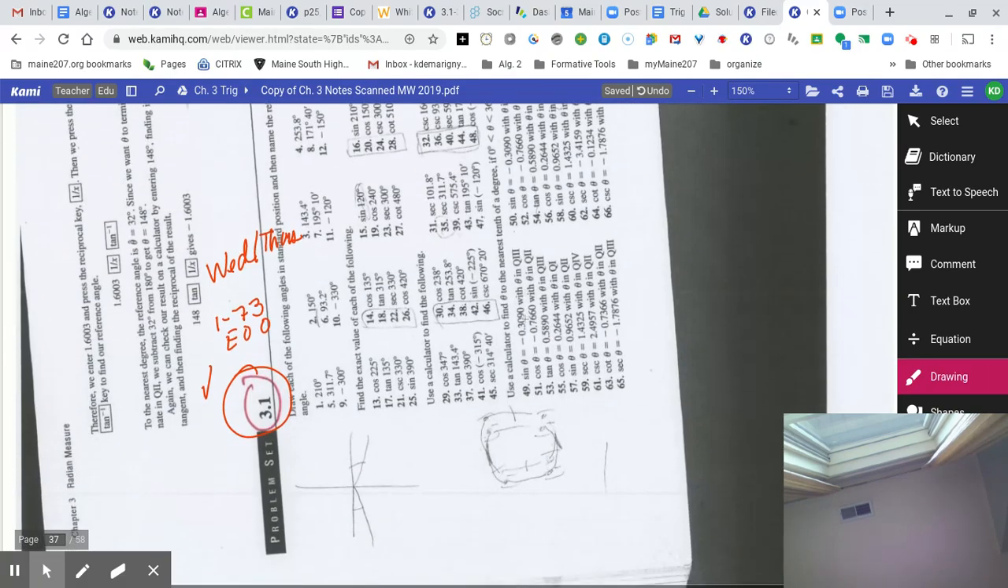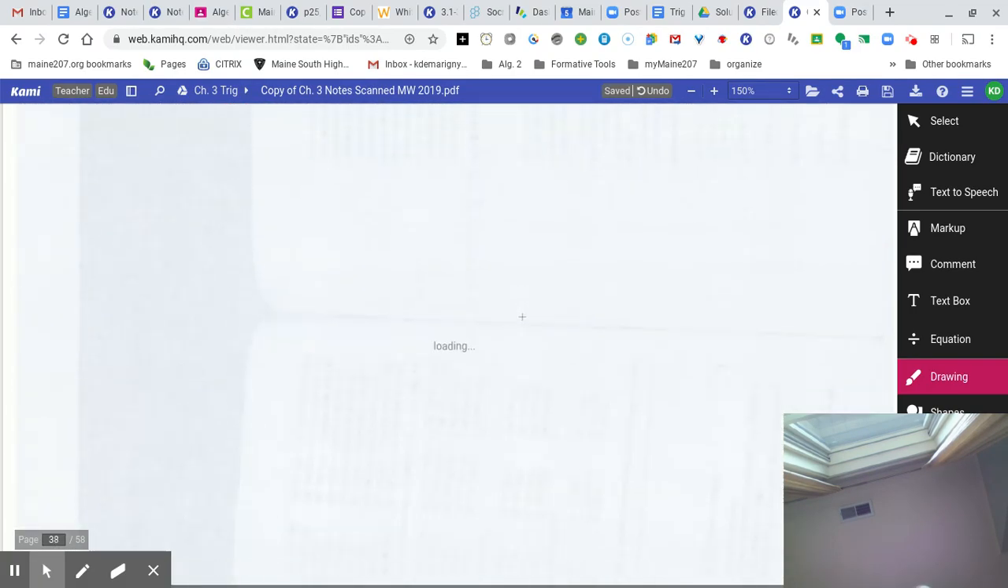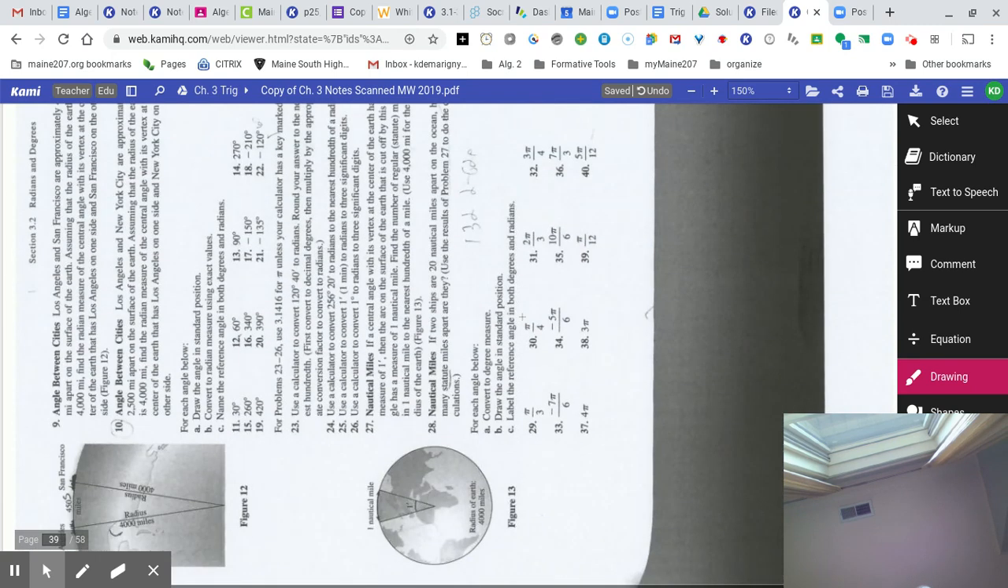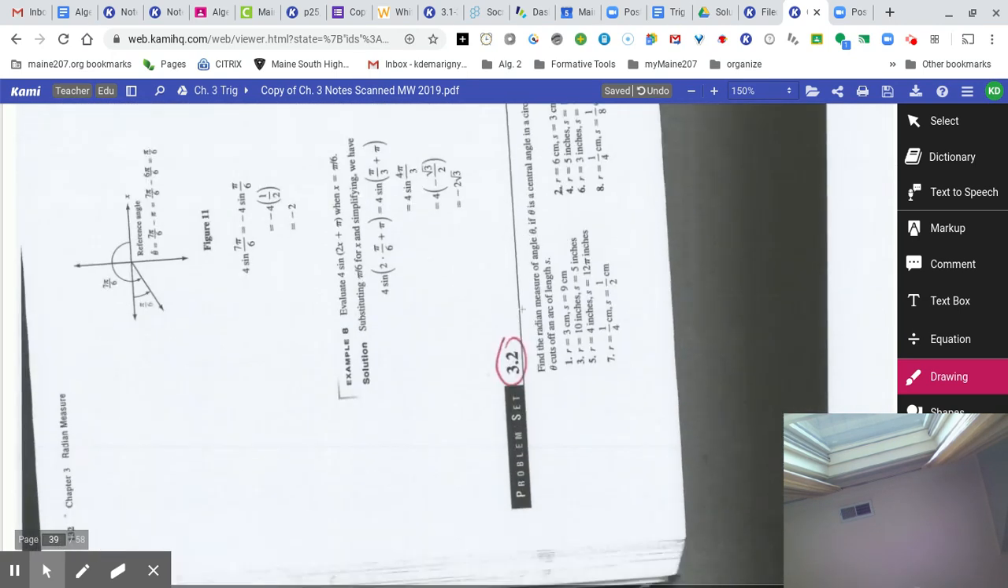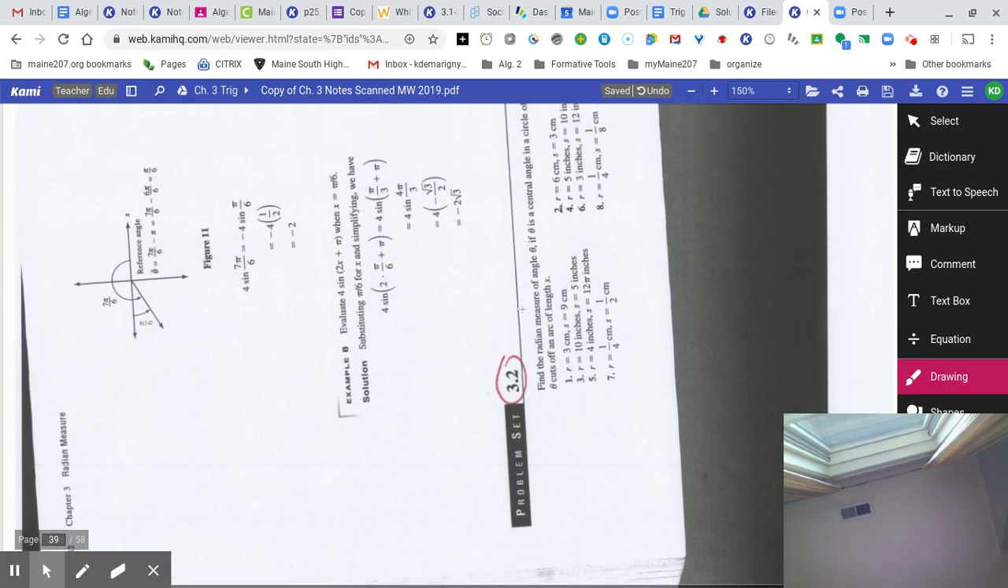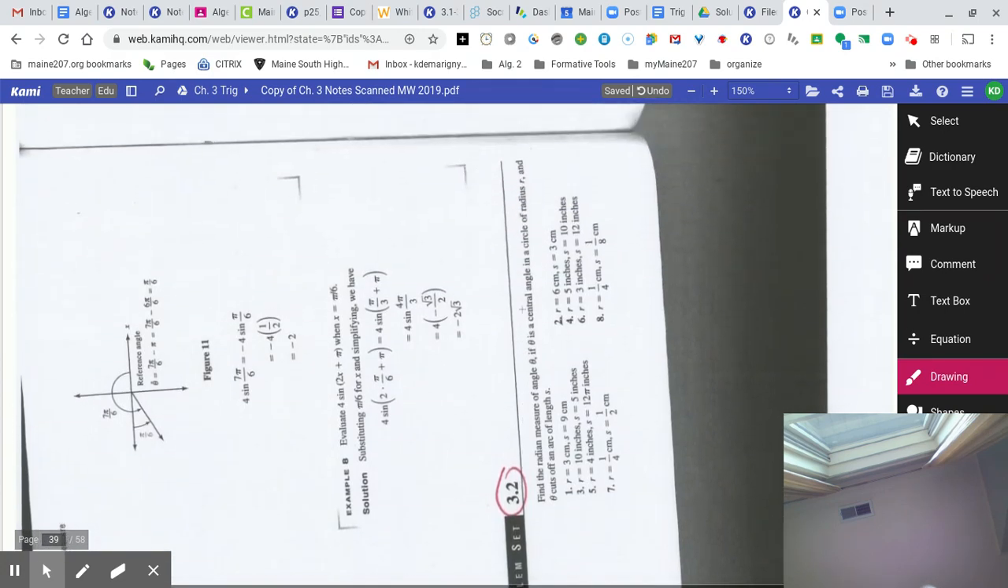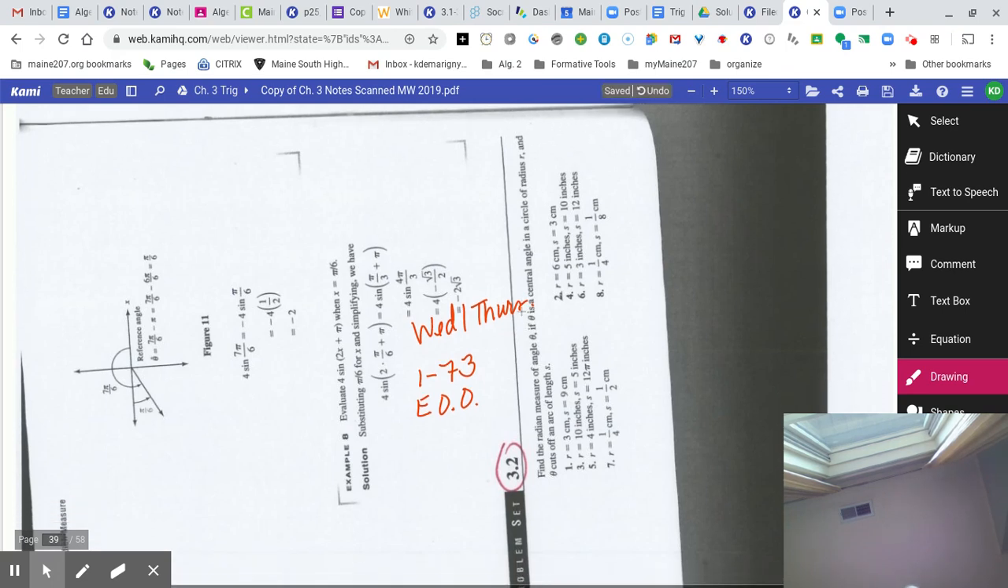Now, I'm going to go ahead and give you 2 parts to that. So not only do you have that first worksheet, but you also will have this one as well, section 3.2. It is 1 to 73, every other odd also. So this is a Wednesday or Thursday homework also. Just because we're running out of time, you'll have the weekend to get this done. I know it's a little bit longer.